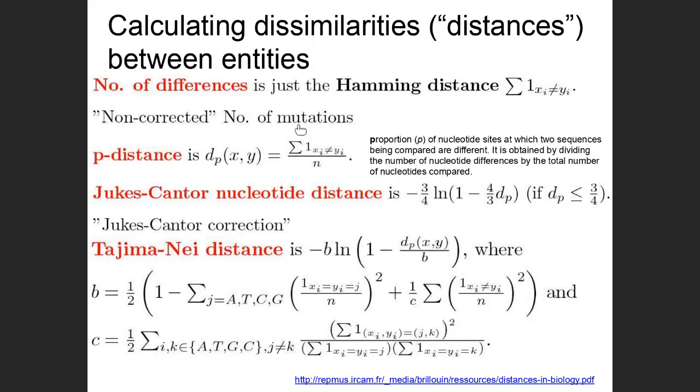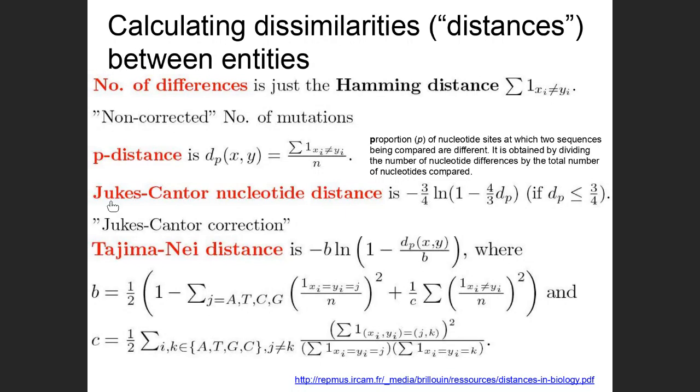And then somebody said, well, but if one string is longer than the other, then we need to account for the length of the strings. So that's called the p distance. So it's the proportion of the nucleotide or amino acid sites where the two sequences are different.